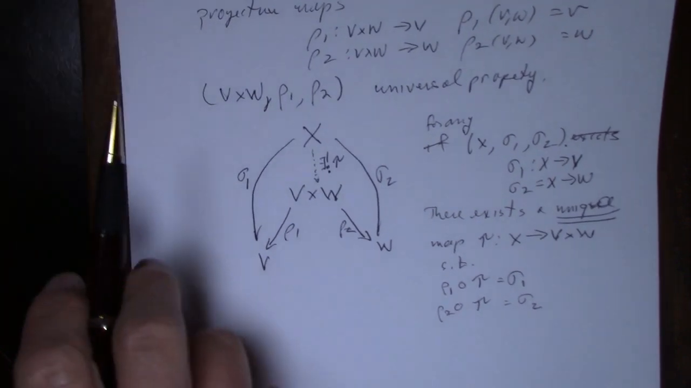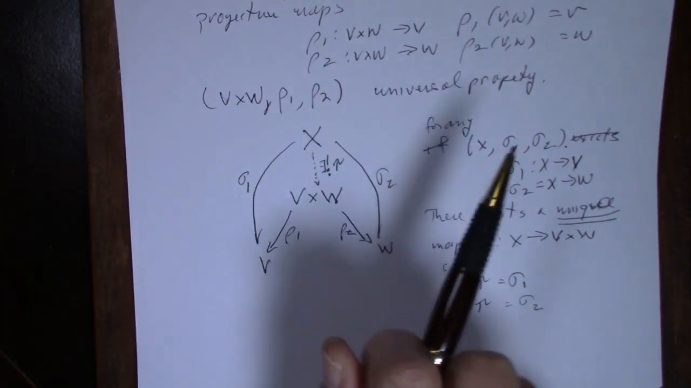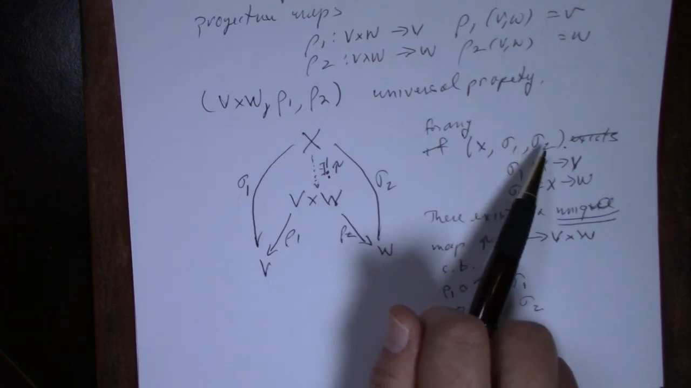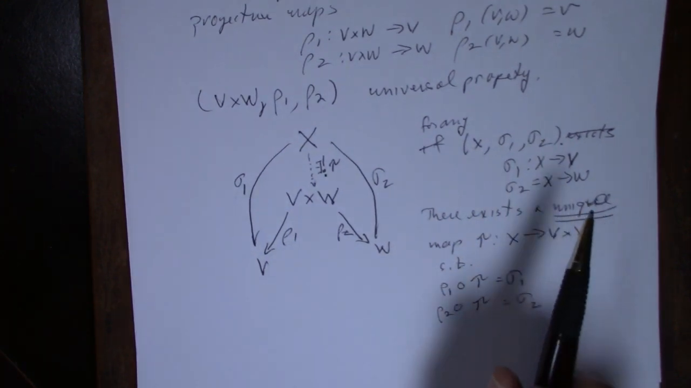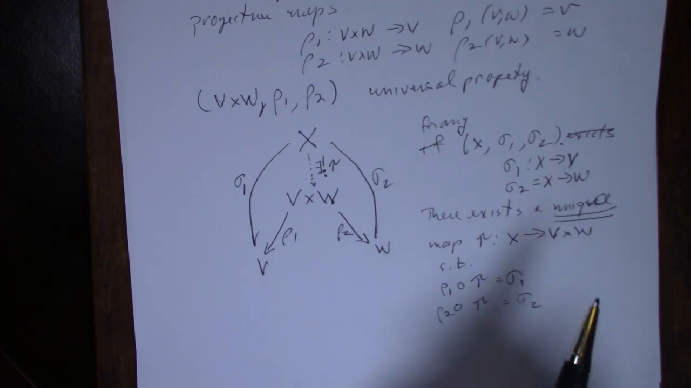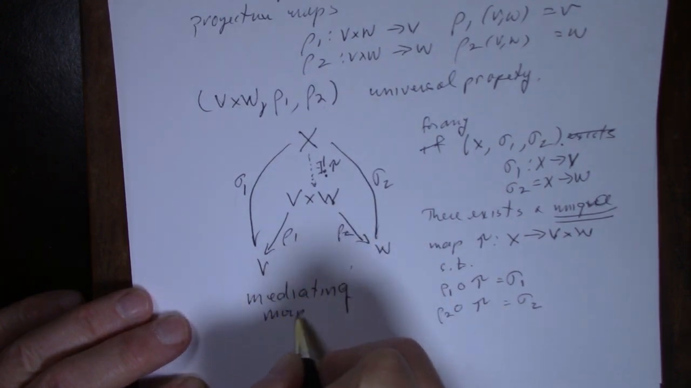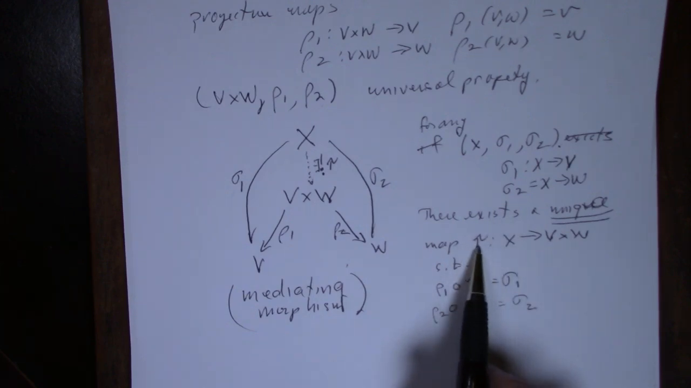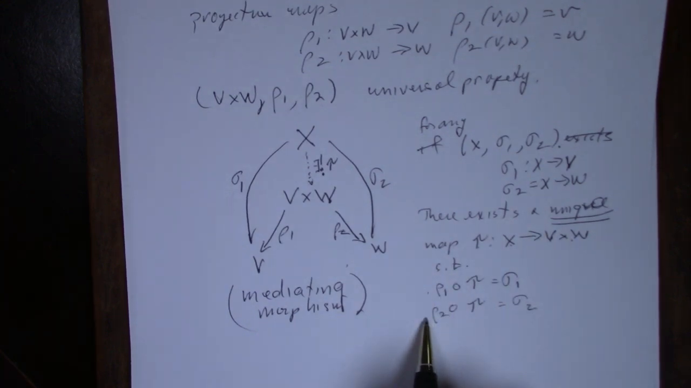So, I'll say again. The triple direct product with projections has the following universal property. For any triple vector space and two maps that kind of look like projections in the sense of their, at least their codomain, from X to V, X to W, for any such ordered triple, there's a unique, what you might call connecting map. The actual term is mediating morphism. We'll see this term many times in the future. Don't worry about it now. There's a unique mediating morphism from X to V cross W, such that these two commutativity relations hold.